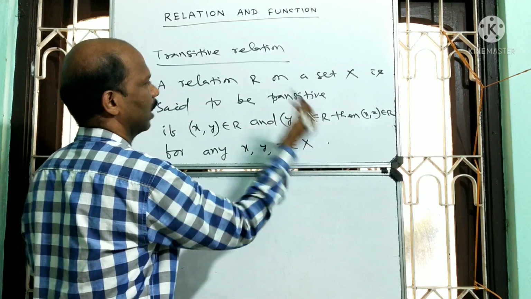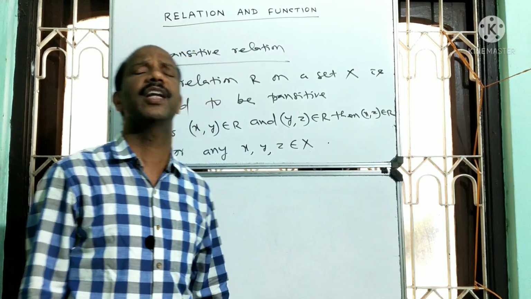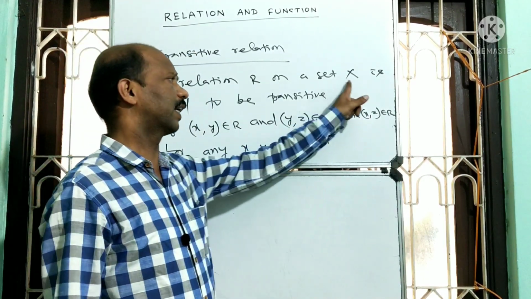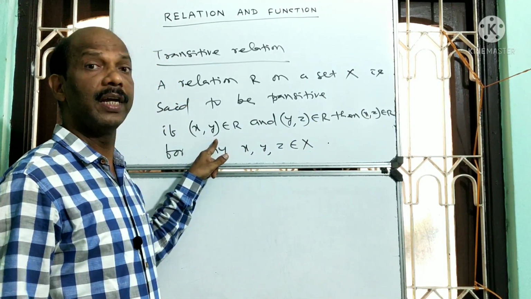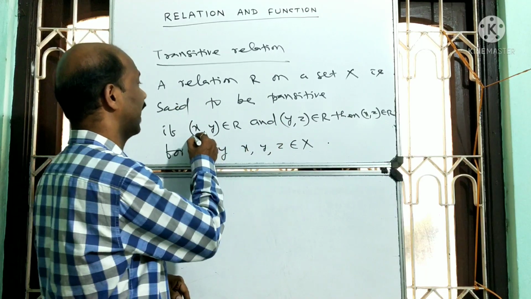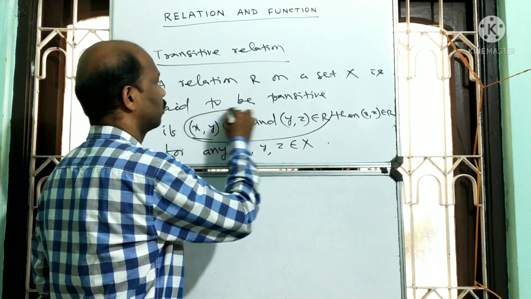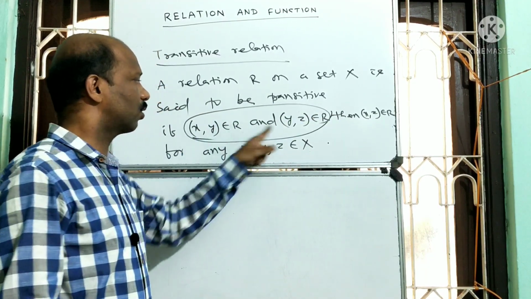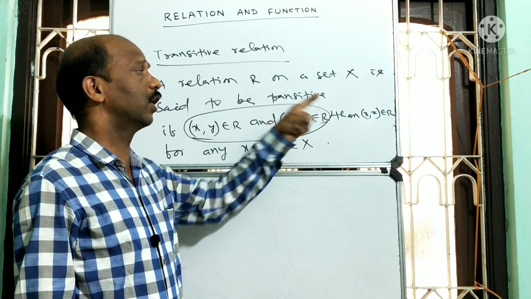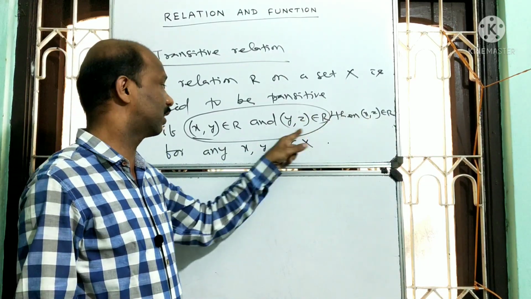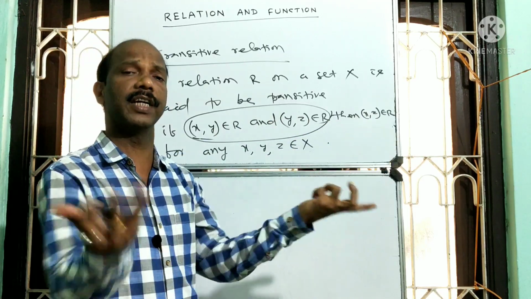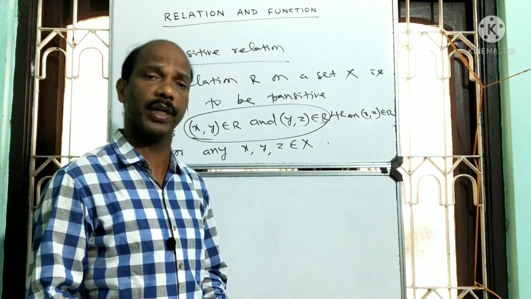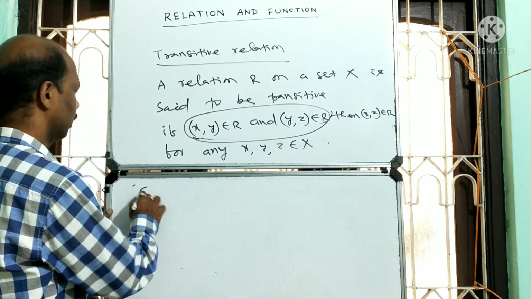If you take any three elements x, y, z in capital X, and if x is related to y and y is related to z, that is the if condition. If these two ordered pairs are there, then we search for (x,z). If these belong to R but (x,z) does not belong to R, then it is not a transitive relation. Okay, we'll go through examples.